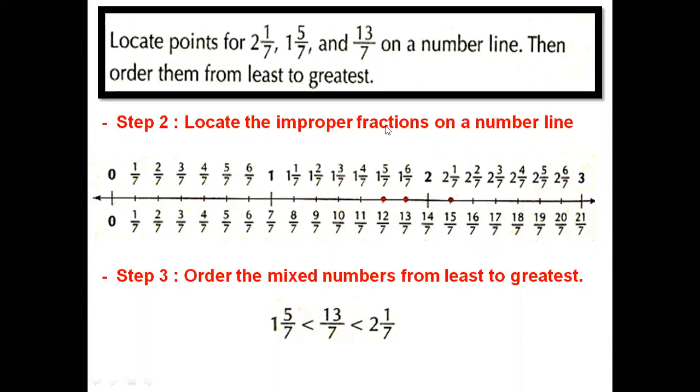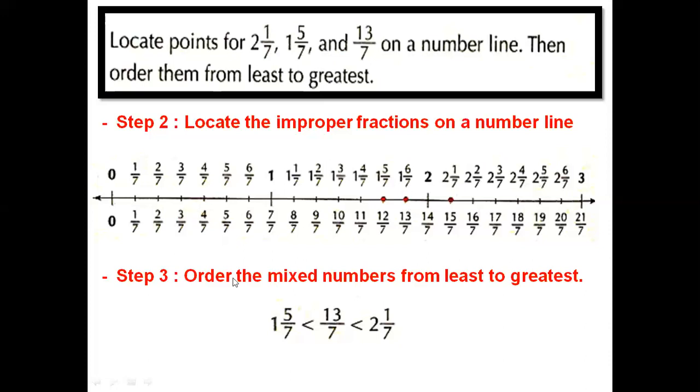1 and 5 out of 7. Yes. And 3 out of 7. Yes. Let's do 13 out of 7. Where do we put it? Okay. We need to count how many? 1 and 6 out of 7.